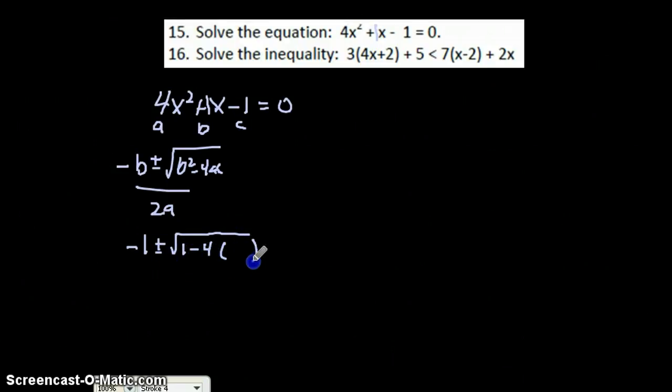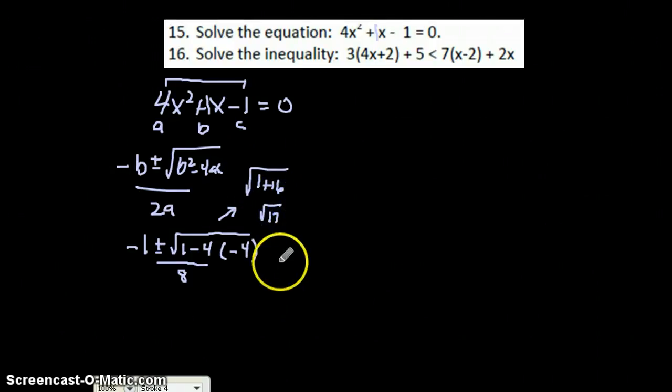Now here's how I do it. I leave that ac there, and then I multiply a times c. That's a negative 4. Negative 4. All over 2a, which is 8. Now I'm going to clean this up. I call this going on a commercial break here. Let's see. That's 1 plus 16, and so that's radical 17. Now, returning to our regularly scheduled problem there. Okay, so the answers are negative 1 plus or minus radical 17 over 8.